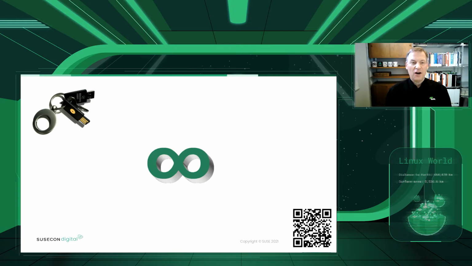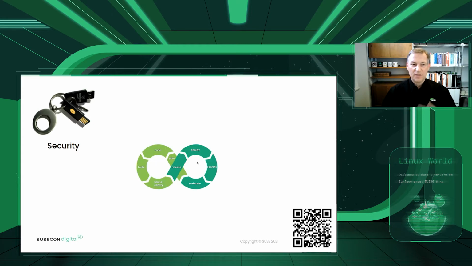The universe of today's presentation is described in three aspects: the key, the infinity symbol, and the QR code. The key is describing the security aspect of what we're discussing today. The infinity symbol stands for the life cycle of software, so it represents the software.